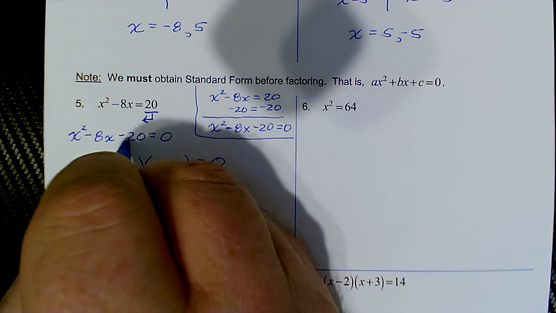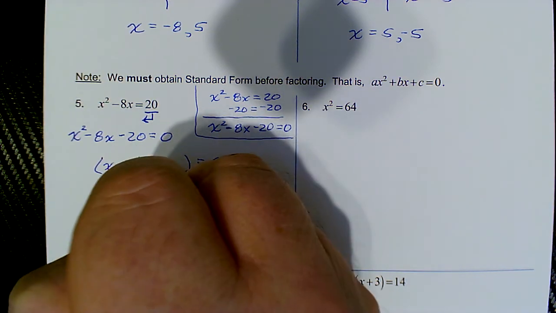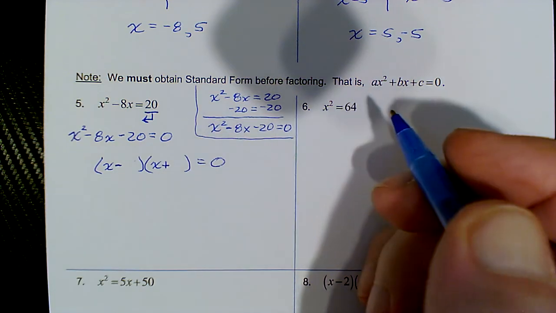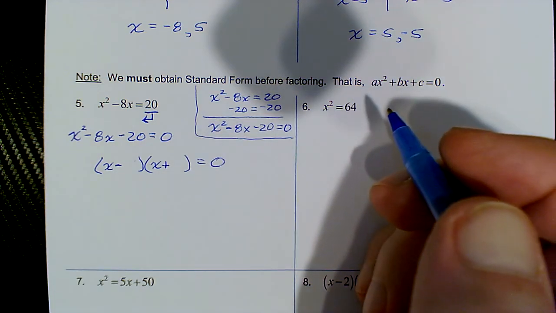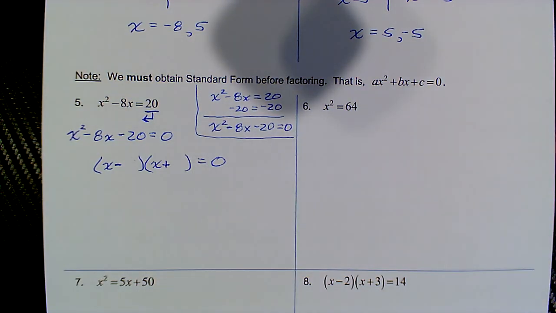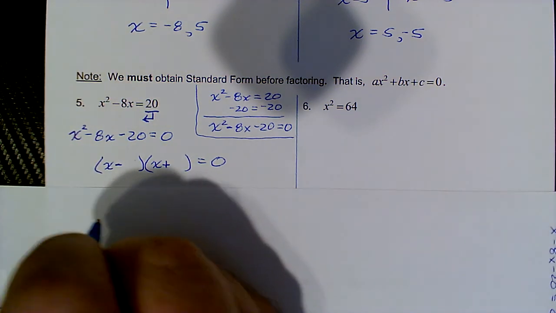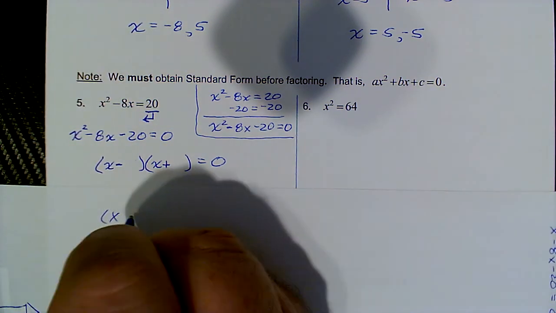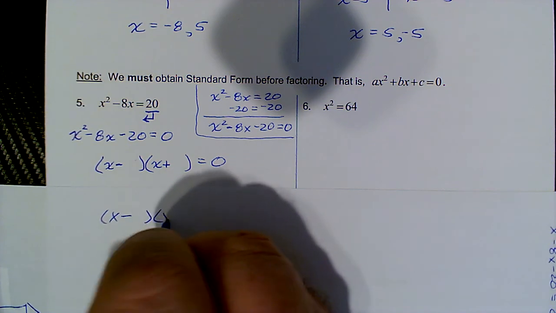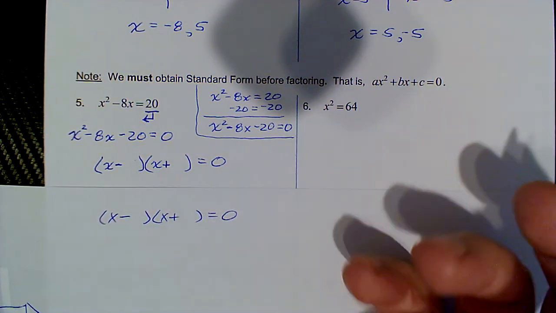And I know if this constant term is negative, that these are opposite signs. One is negative and one is positive. And then I'm looking for two numbers that multiply to give negative 20 and add to give negative 8. So let me get some scrap paper here. x minus something, x plus something equals 0. Let me just remind you of all the methods.